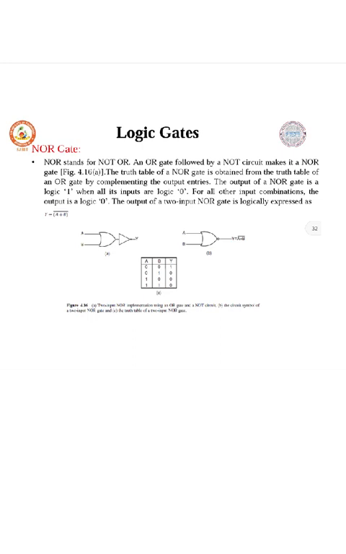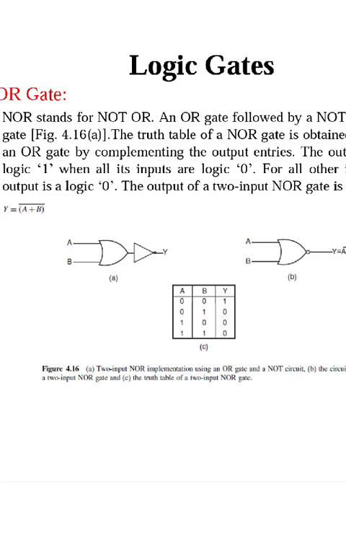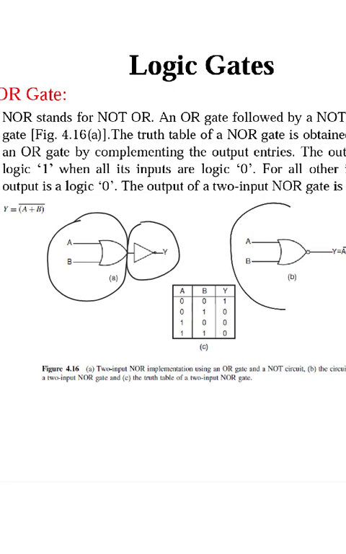0. The output of a 2 input NOR gate is expressed as y is equal to complement of a plus b. You can see in the diagram, this is the symbol of the OR gate. We are just adding a NOT symbol to that. That gives you the NOR gate. So we have studied the NAND gate and NOR gate. Those two are the universal gates.